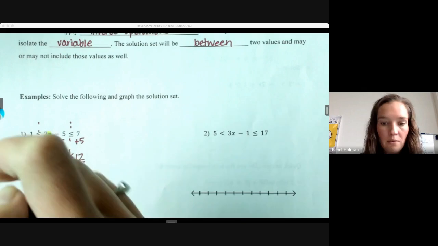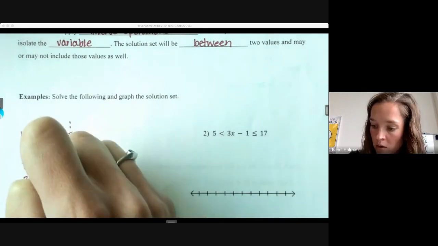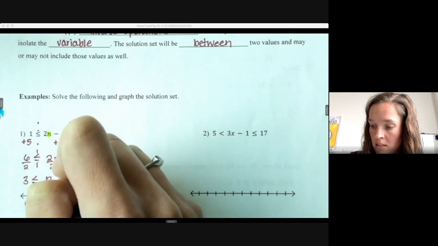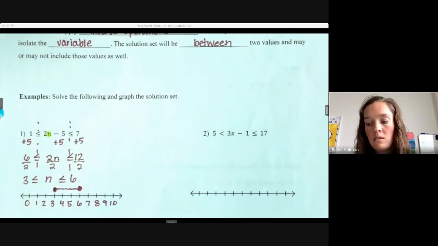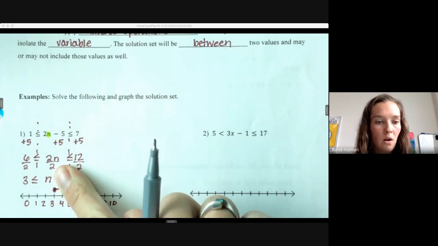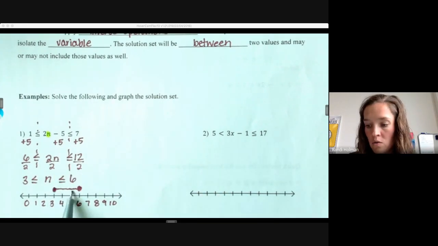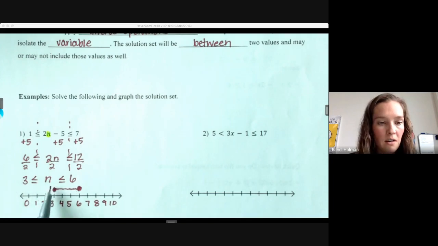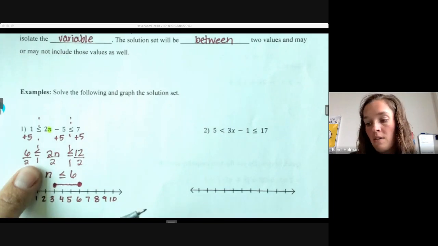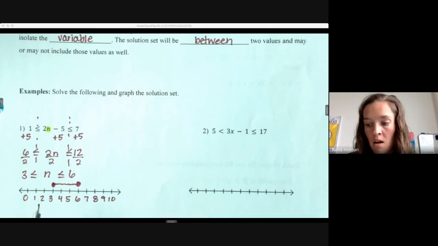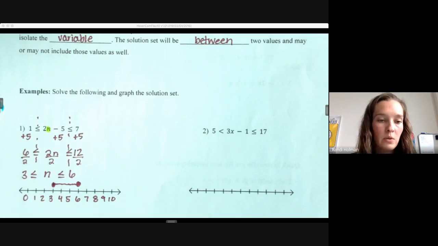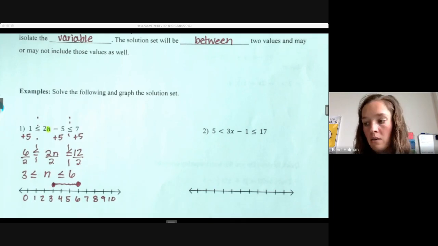3 is an "or equal to," so n could be 3. 6 is also an "or equal to," and then we're looking at all of those values in between. If you look at either side of your inequality, these values here are all greater than 3, right? Your variable there is the larger thing. But these values here are all also less than 6, right? 4 is less than 6, 5 is less than 6, 4.2 is less than 6, 3.5 is greater than 3. So we have all of those values between 3 and 6, including 3 and including 6.